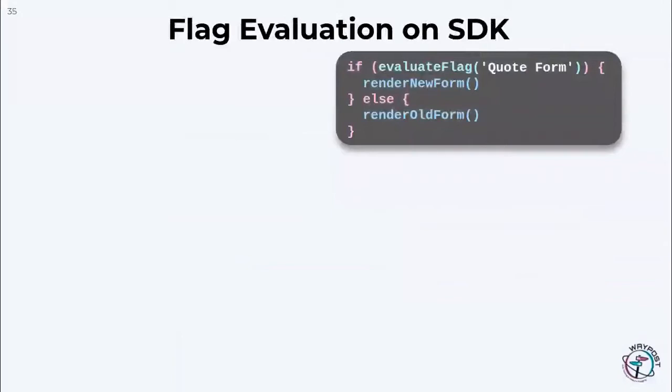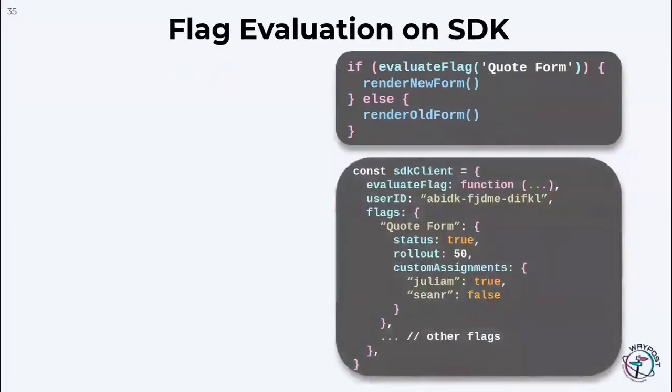First off, we have a feature flag in our React component. If evaluate flag returns true, then the new quote form will be rendered. But if it returns false, then the old one will. The evaluate flag method comes from the SDK client object. This object also stores the flag data and the user ID and uses both data points to evaluate a flag.